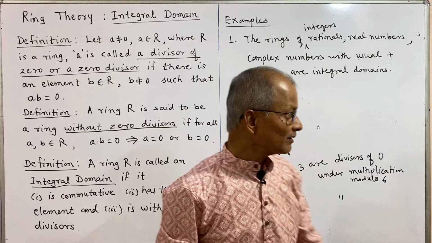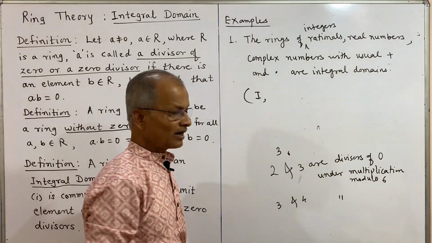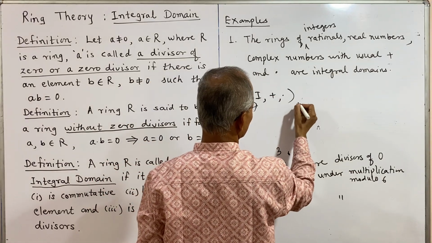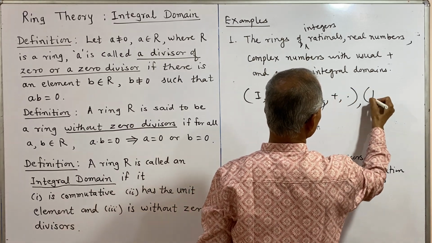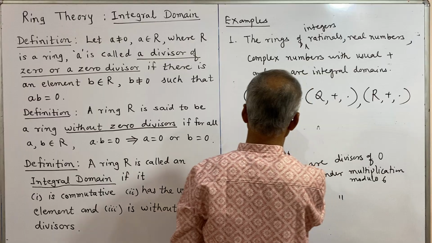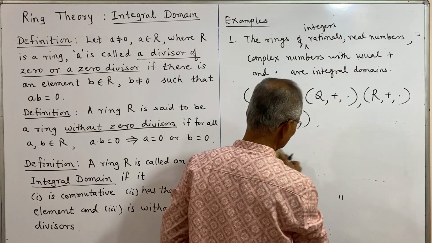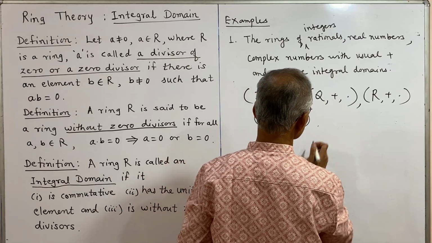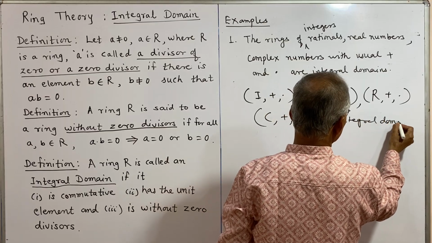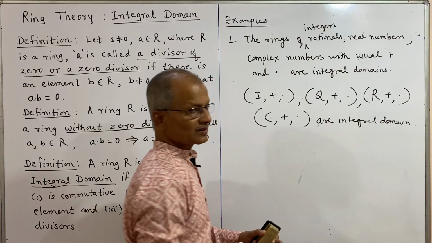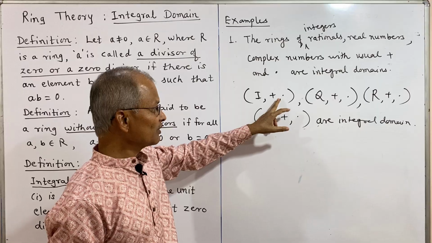And that means the set of integers may be denoted by I, plus and dot, usual addition, usual multiplication, rationals Q plus dot, reals R plus dot, and complex numbers C plus dot are integral domains. We have discussed these examples earlier. These structures form a ring. Integers with plus and dot form a ring.